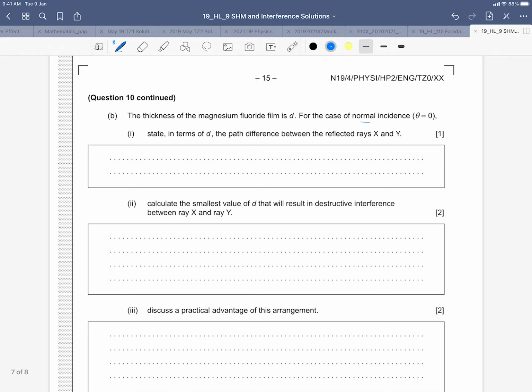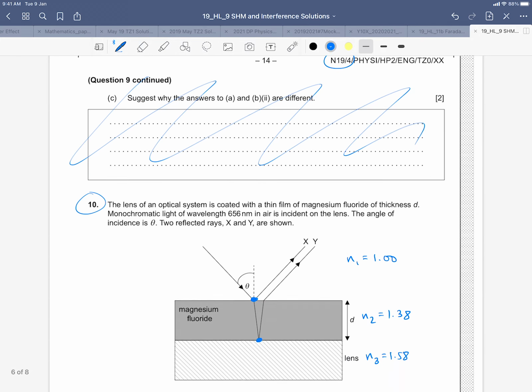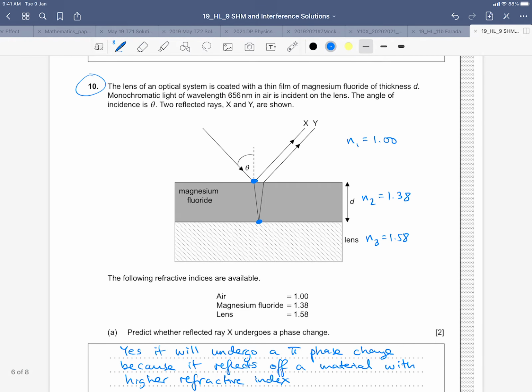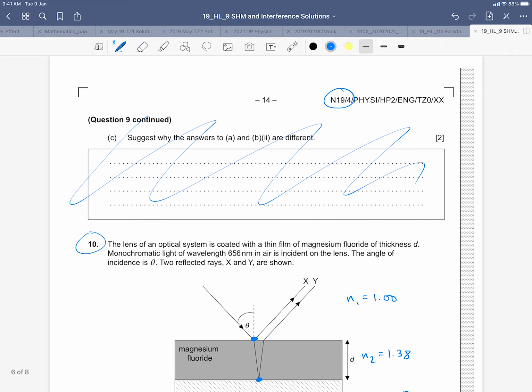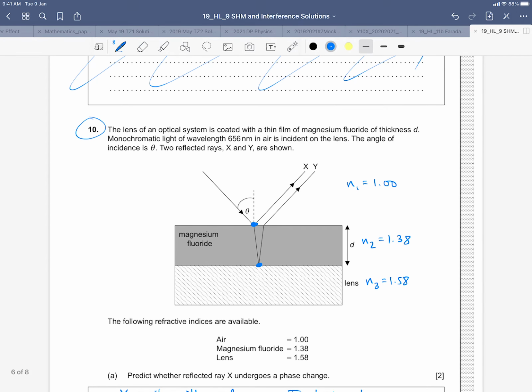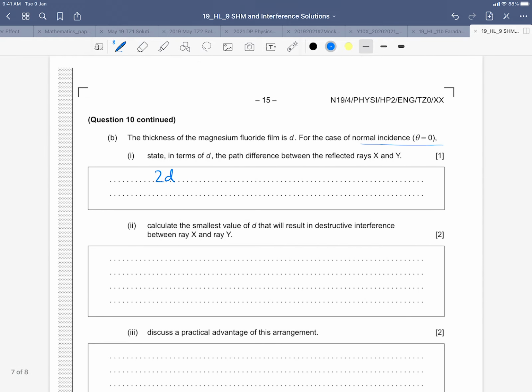Okay, and now we're looking at normal incidence. That's the only case we study in the diploma physics course where the angle of incidence is 0 degrees. So you have to imagine this light ray coming in vertically, and in that case the path difference is just going to be 2d, right? It just goes straight through the magnesium fluoride and bounces off the second layer and goes straight up again. So the path difference is just 2d. Calculate the smallest value of d that will result in destructive interference.